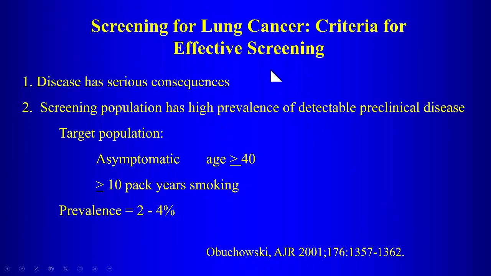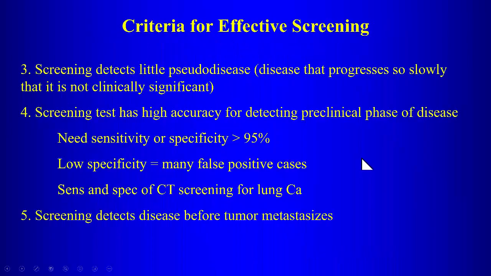First, there are criteria for effective screening. So the disease has to have serious consequences. So you don't want to screen for a disease that doesn't matter so much. And of course, lung cancer matters a lot, so it fulfills that criteria. The screening population needs a certain prevalence of detectable preclinical disease. And so here for lung cancer screening, we're talking about asymptomatic patients. They should have at least 10 pack years history of smoking. Age should be at least greater than 40. Prevalence, we're looking for something around those numbers there for screening.